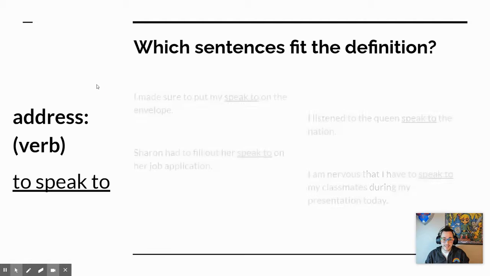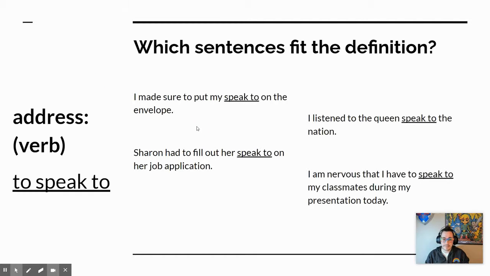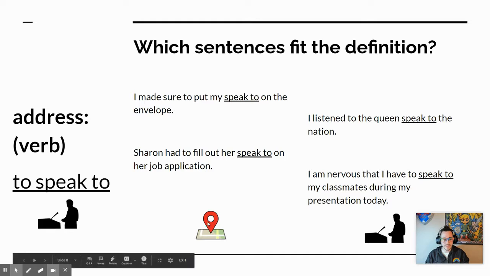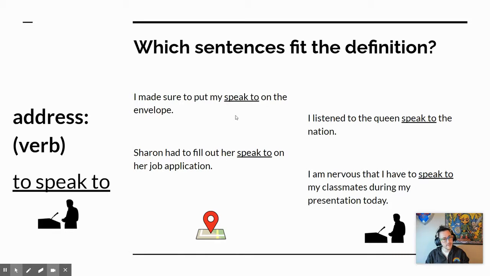So if you guessed the ones over here, not quite. This one is a location, so I made sure to put my speak to on the envelope. That doesn't quite make sense. But over here, I listened to the Queen speak to the nation. On the other hand, over here, we've got Sharon had to fill out her speak to on her job application. Doesn't quite make sense. I'm nervous that I have to speak to my classmates during my presentation today. So we don't want to use these.